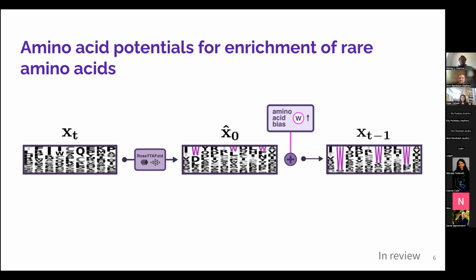Okay, so how exactly did we do amino acid enrichment? How we did amino acid enrichment is by biasing for certain amino acids. So when you have an input sequence to the model, in this case xt, the model is going to denoise and give you an x naught. And from that x naught, we're going to go ahead and upweight certain amino acids we care about. So in this case, we're upweighting for tryptophan. So we're actually literally going to add on some weight factors to the tryptophan residues and increase their weight. So to which point, when you get to xt minus 1, you see tryptophan is increased.